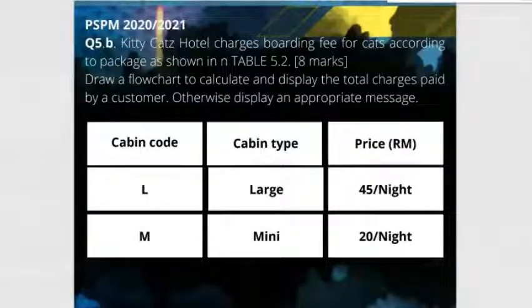Okay, question 5B, Kitty Cat Hotel charges boarding fee for cats according to the package shown in table 5.2. 8 marks. Draw a flow chart to calculate and display the total charges paid by a customer. Otherwise, display an appropriate message. The data that we know, we do not make as input, but we put in the process. What we don't know, whether the user wants to choose L or M, large or mini, this is what we make input. Because we already know the price, we don't make it input, we put it in the process. We just don't know how many nights the cat will stay.